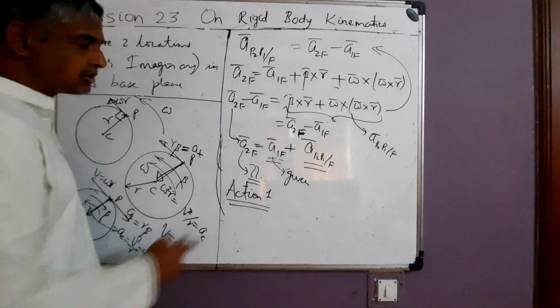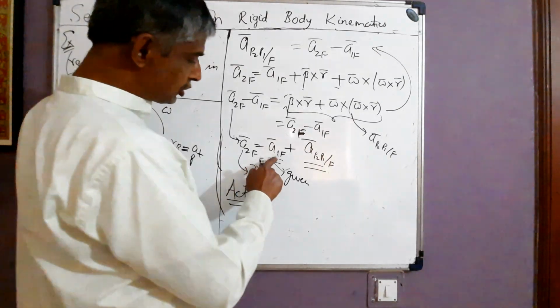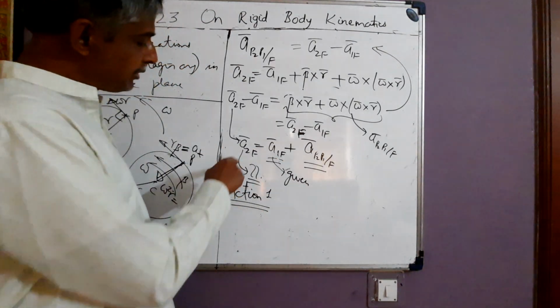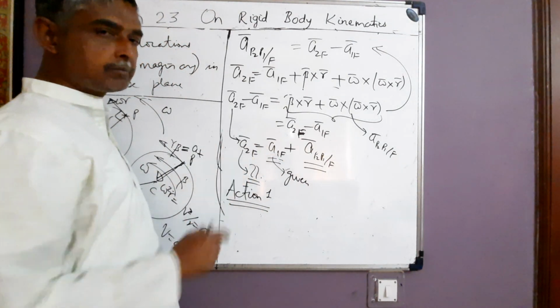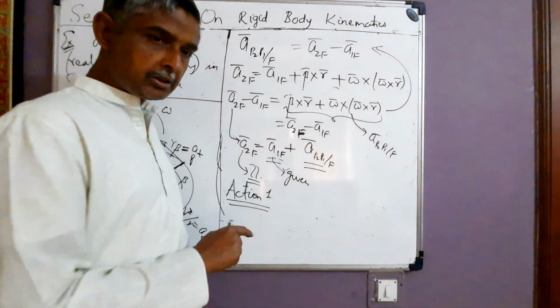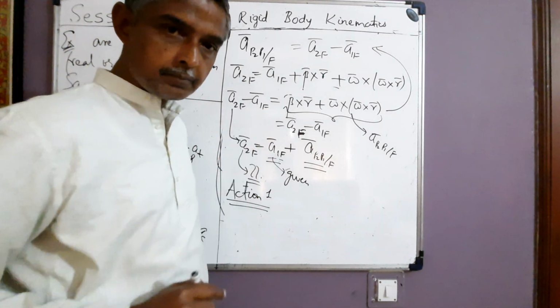So, first action is what? We give the acceleration of P1 to P2. Or in other words, P2 is assumed to move with the acceleration of P1. This doesn't mean that the acceleration of P2 is equal to that of P1. It simply means that we are evaluating the first term.